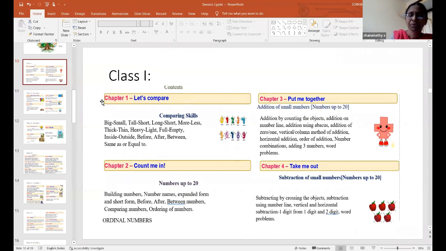Then take me out. Of course, by the phrase take me out itself, they'll be able to understand that something which is taken out means subtraction. And of course, as usual, we start subtraction by crossing out the objects, and subtraction using the number line and number strip. Again, arranging vertically and horizontally. And here we don't include borrowing. Of course, in addition also, we don't do carryover because in class 1, we don't follow that.